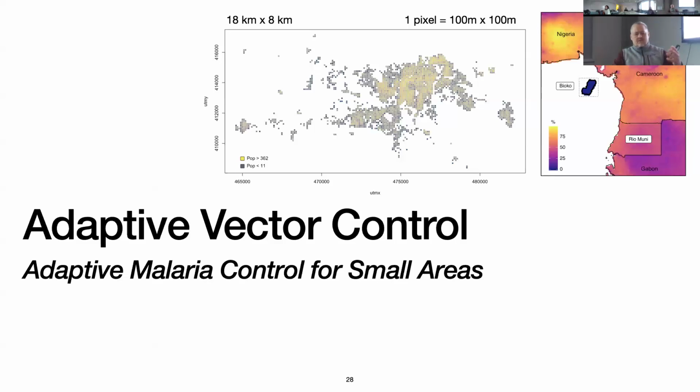So for the rest of this talk, I'm going to talk about adaptive vector control. I don't know how much time I have, not much. This is an island. I'm looking now at the west coast of Africa. We're talking about Bioko Island, which is this blue dot that you see near Cameroon.